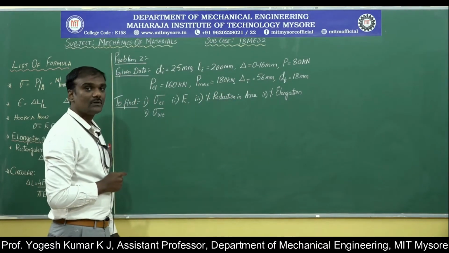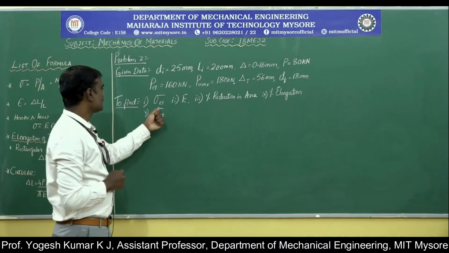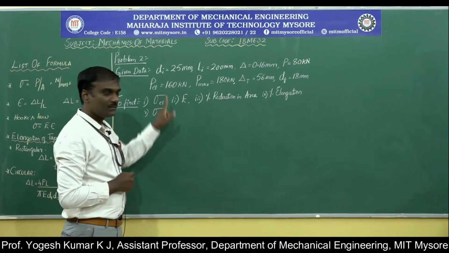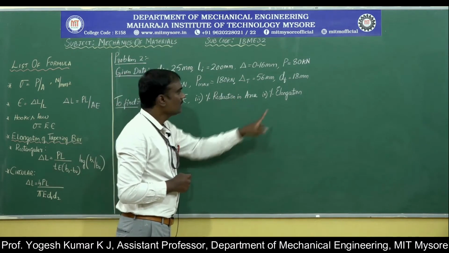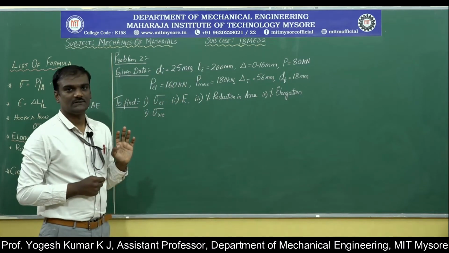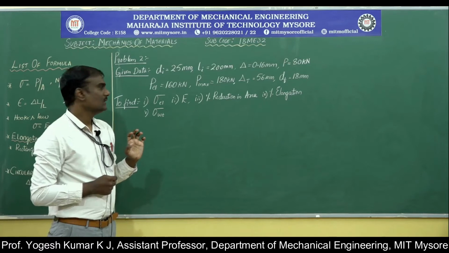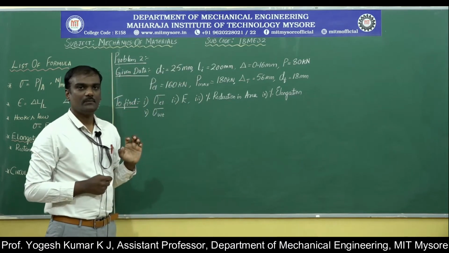Now let us look into the unknowns that they have asked us to find: stress at elastic limit, Young's modulus, percentage reduction in area, percentage elongation and the ultimate stress. So, these are the unknowns and these are the data given in the problem.